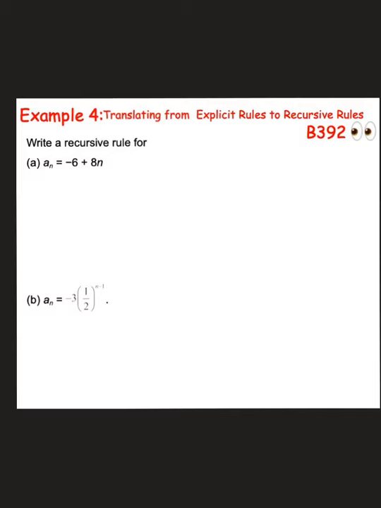So in example number 4, we are going to translate from explicit rules to recursive rules. If I'm looking at the first sequence, I have a sub n equals negative 6 plus 8n. I notice that this is an arithmetic sequence. So therefore I need to write the recursive rule. To write the recursive rule, I will need the first term.